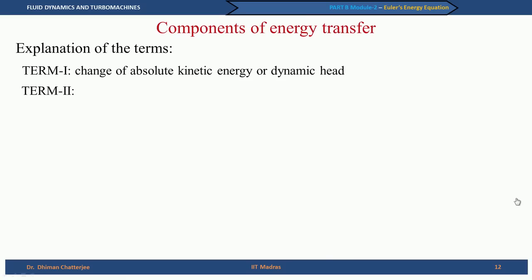But we will show you that C2 square minus C1 square is essentially different from W2 square minus W1 square, even if I say that U1 equal to U2. Why? Because the second term, that is W1 square minus W2 square, contributes to the static pressure change or the static enthalpy change. So, let us look at term 2, which we are talking about, the blade peripheral velocity change. But before we go into that, let me digress a little bit.